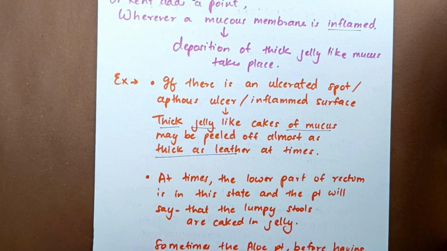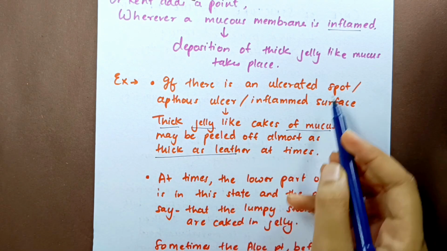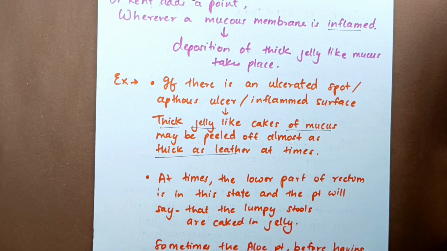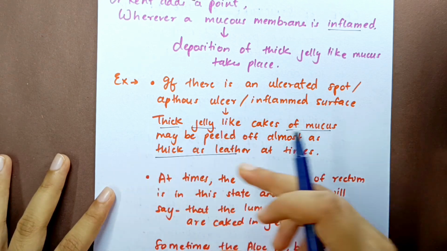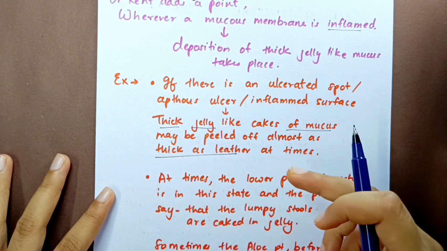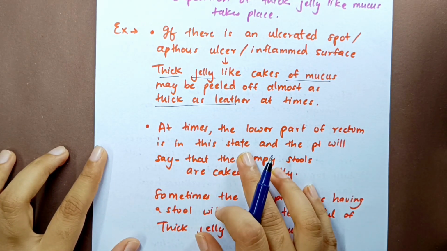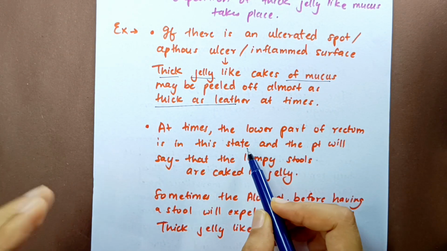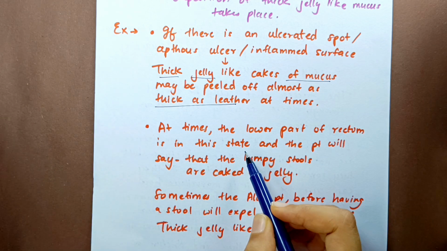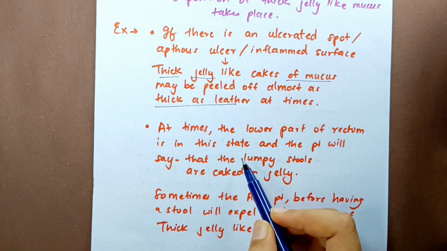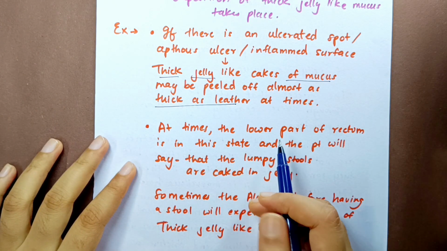So much mucus gets accumulated at that point, wherever there is this kind of pathology, that the jelly becomes as thick as leather, and at times the lower part of the rectum is in this state. So I had told you that we are going to talk about this point at the last. This point that Dr. Kent mentions, now we're talking about that same point.